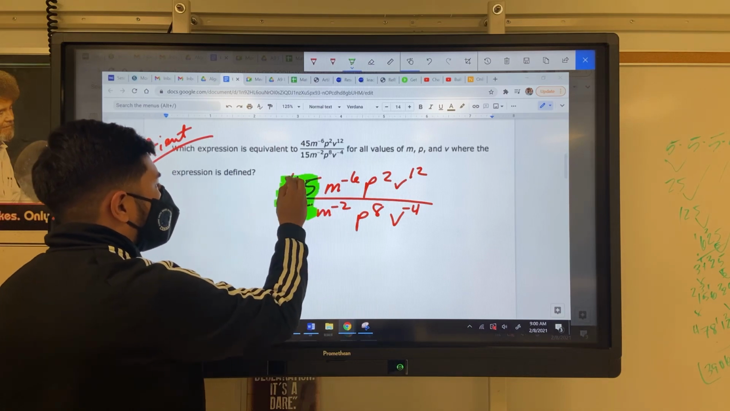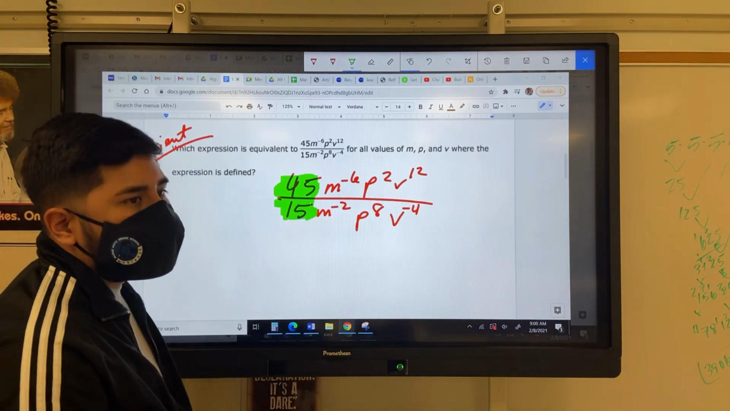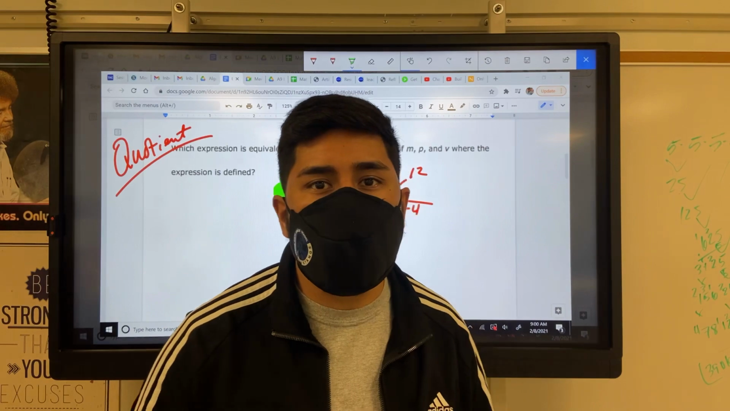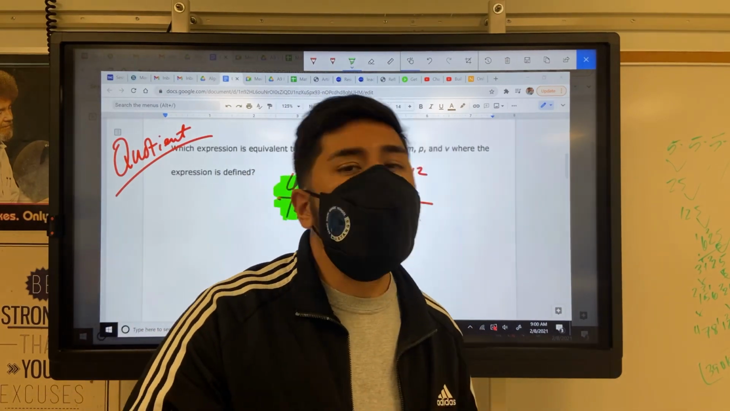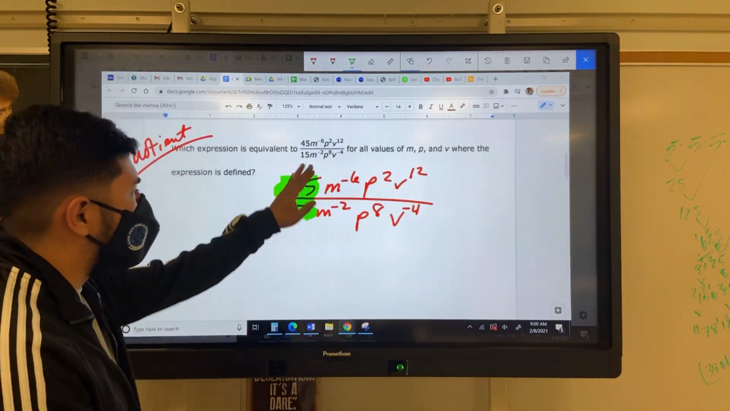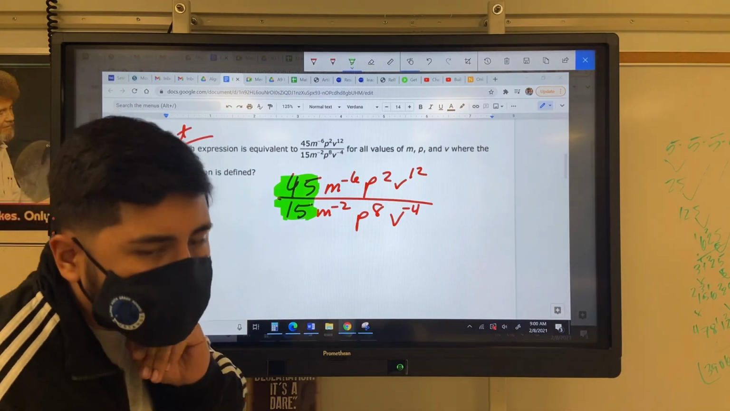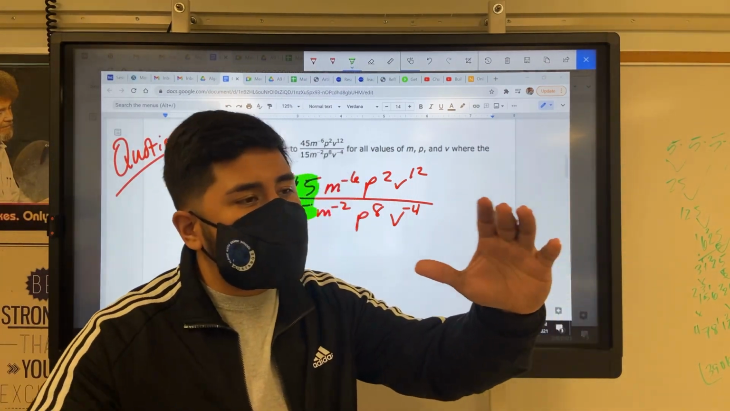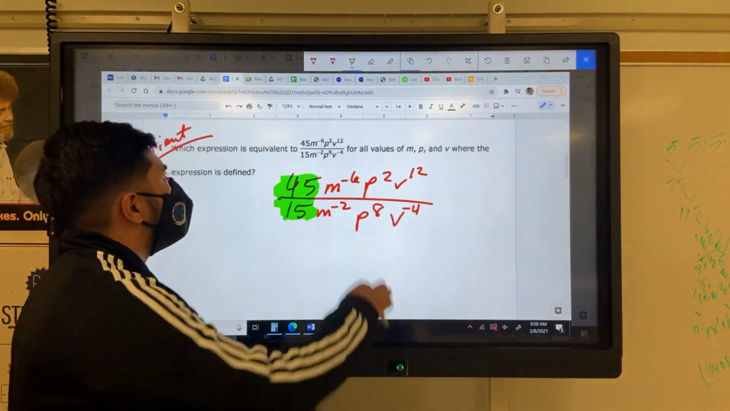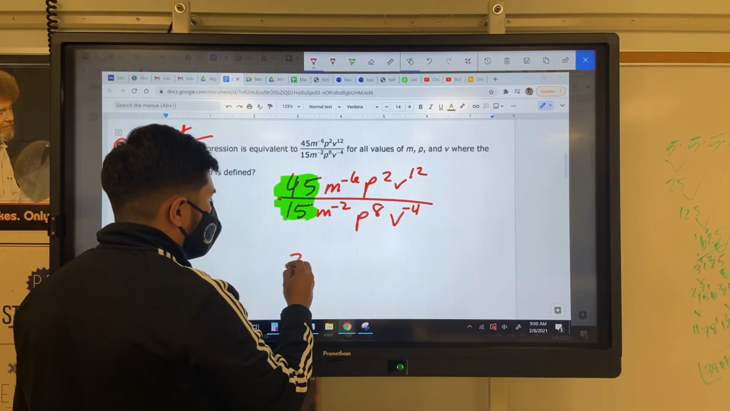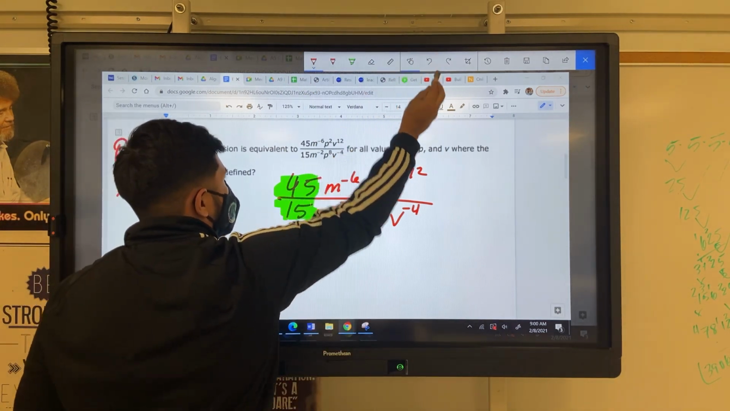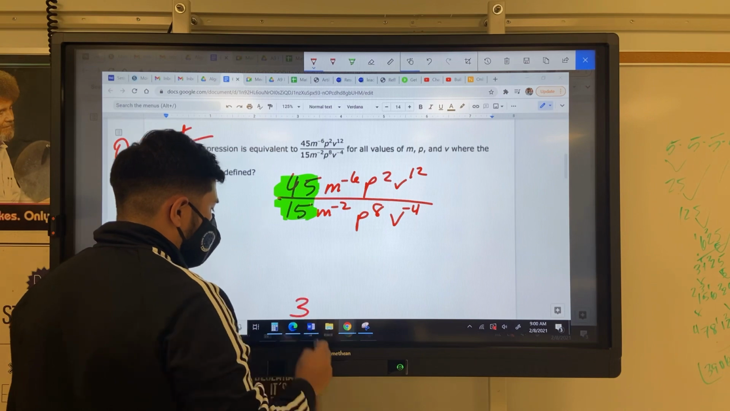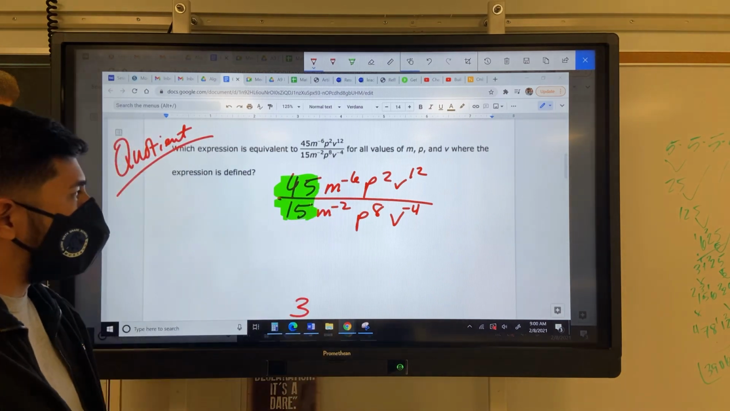Coefficients. What do I do with these coefficients? Look upstairs. You should know coefficients are either divided or reduced. In this case, just put it in your NumWorks calculator. It'll hook you up. Put in a fraction, 45 over 15. You should get 3. Write it lower.